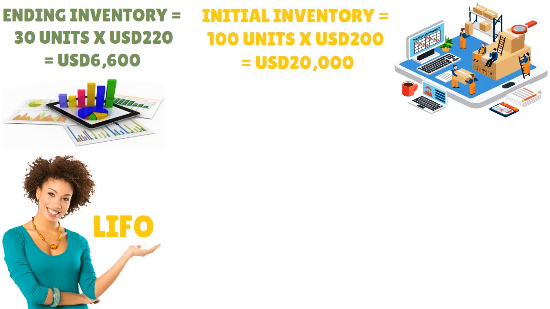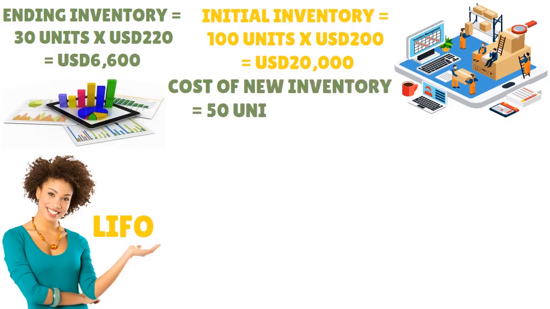In the next purchase, the store buys 50 more smartphones once again at $220 each. So the cost of new inventory equals 11,000. Again, I'm putting this on the screen so it's pretty clear. Again, the store sells 120 smartphones.